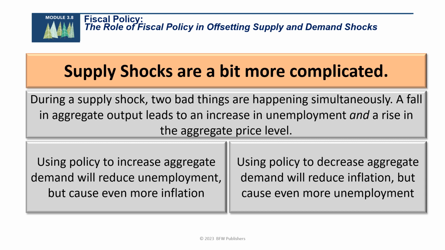Right? The government could use expansionary fiscal policy, increase government spending, cut taxes, but that'll cause more inflation. Or the government can cut government spending and increase taxes to try to adjust inflation, and that'll just cause higher unemployment and weaker GDP.